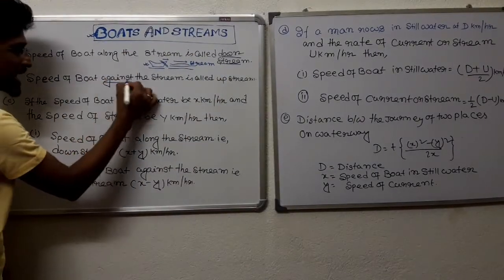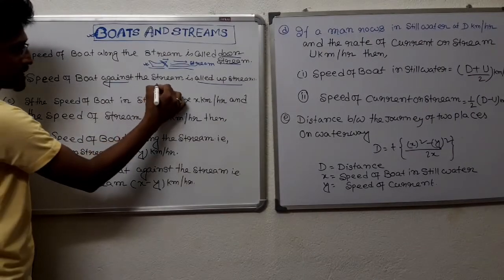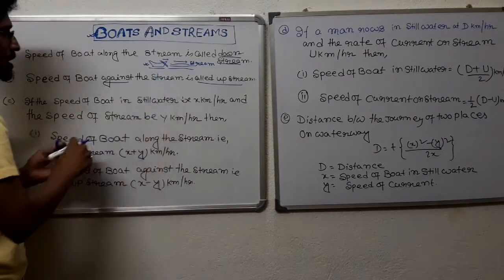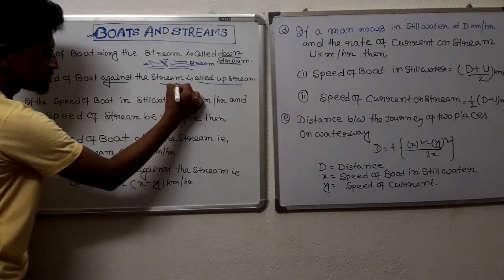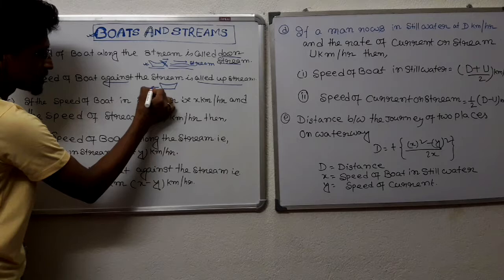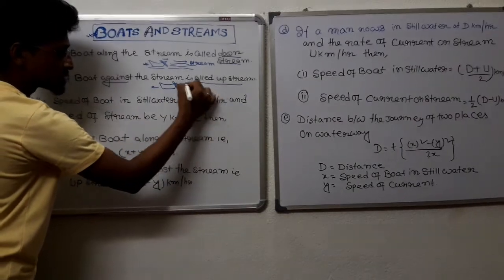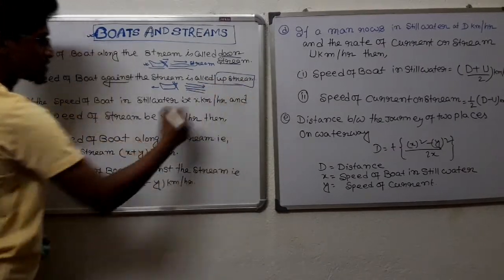Speed of the boat against the stream is called upstream, right? You can see that if we draw here, suppose this is the boat, the boat is moving in this direction and the stream is in the opposite direction. So these are two opposite directions, then we call it upstream, right?